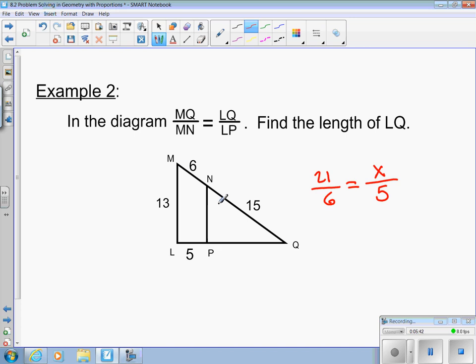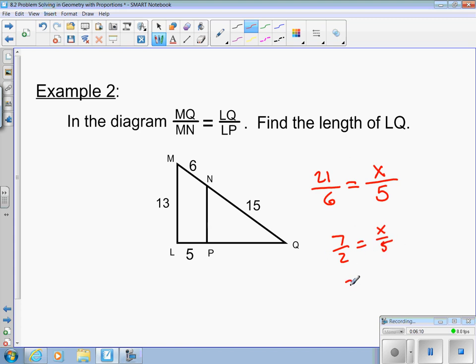This big triangle is proportional to this littler triangle. And then we'll talk about later why these shorter parts are actually proportional too. But from here, we look at our cross products. Since I'm not doing the stuff with the calculator, I'm going to reduce this down ahead of time. I know 3 goes into both of those, so I get 7 halves equals x over 5.